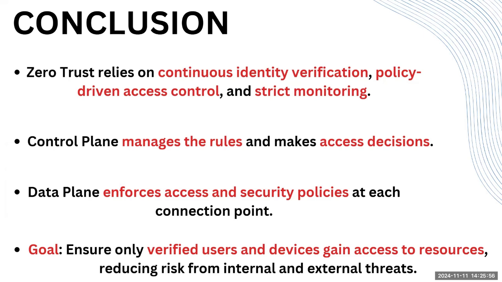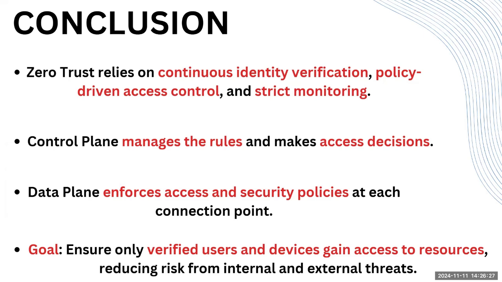Also, we said that it takes into account policy-driven access control, right? And also, we have strict monitoring as well. Like we said, zero trust is split into two components: the control plane, which manages the whole rules and the policies and makes the actual decisions. So the control plane handles that. The data plane is the security guard, the security checkpoint, where it actually enforces whatever access decision was passed down.